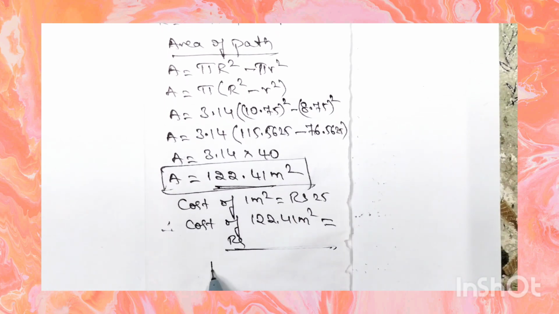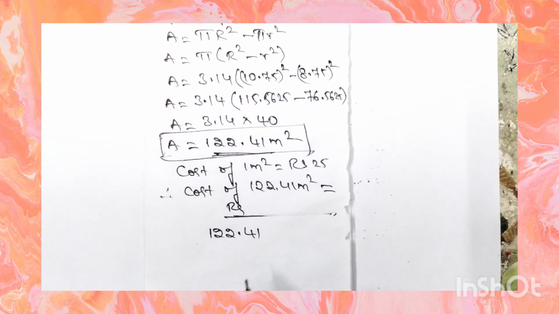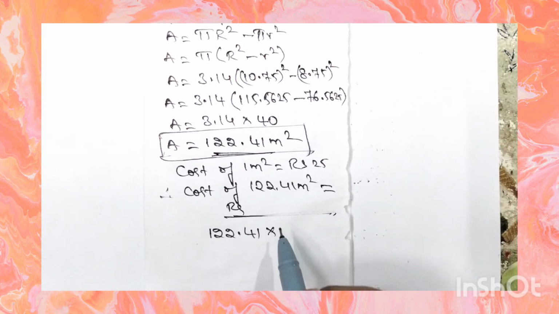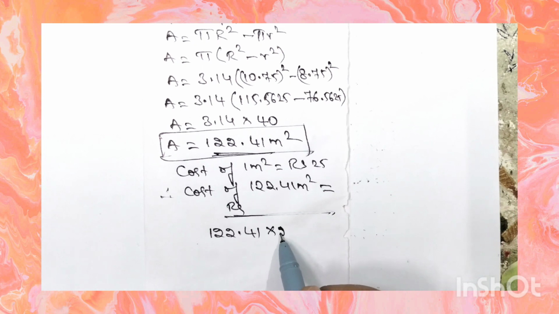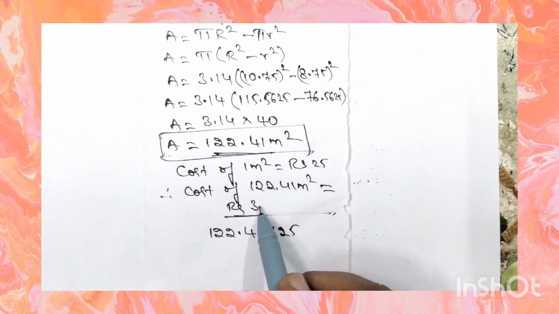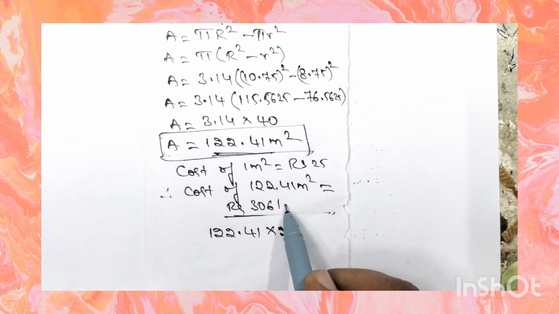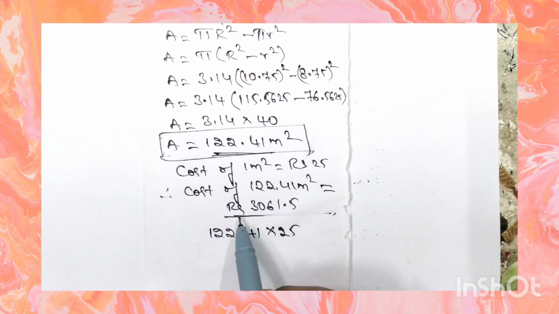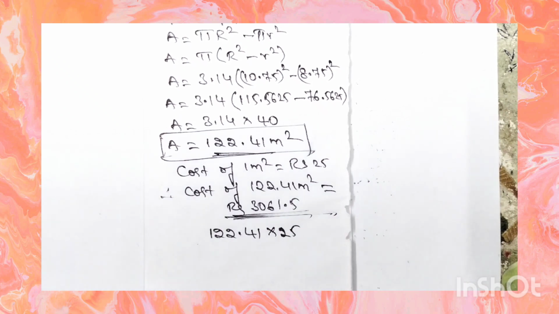For that, 122.41, that is the total area, is multiplied by the cost for 1 meter square, which is 25. If you multiply 122.41 into 25, we will get 3061.5 rupees. So this is the cost for constructing the road in this path, which is 2 meter wide.